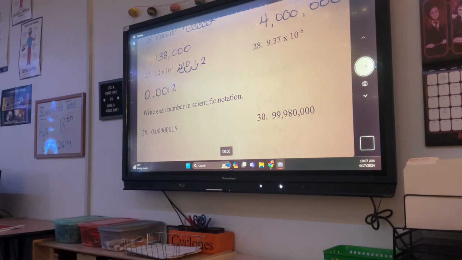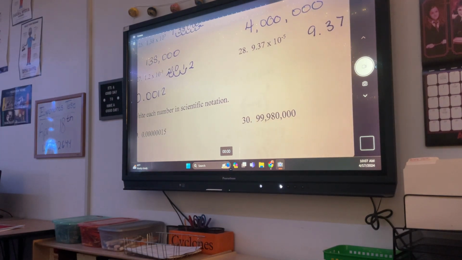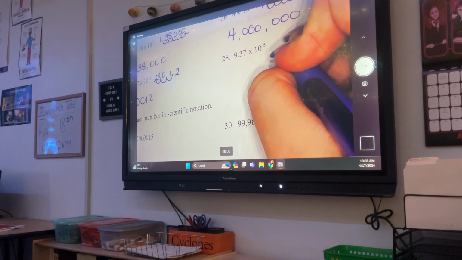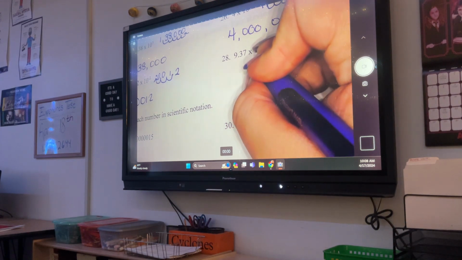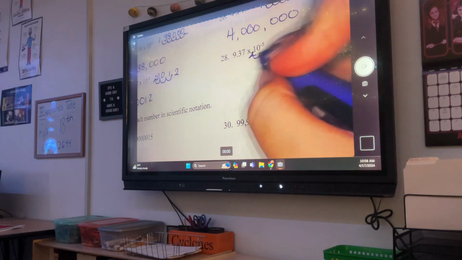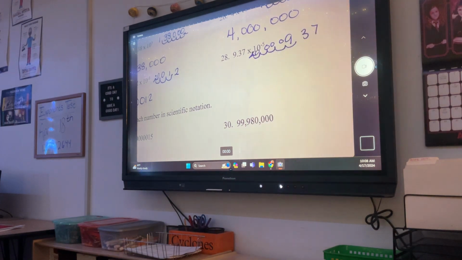Okay, and then on 28, how many times am I moving it? 5. So 1, 2, 3, 4, 5. Don't forget your decimal, which I kind of wrote into the question, but 1, 2, 3. So we're adding 4 zeros.